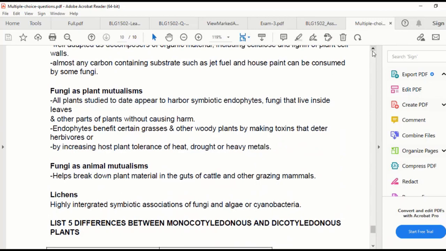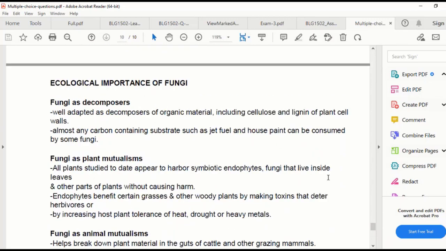So you might find that here, as decomposers, they are well adapted as decomposers of organic materials, including cellulose and lignin of plant cells, or almost any carbon-containing substance such as jet fuel and house paint can be consumed by some fungi. Fungi as plant mutualism: all plants studied to date appear to have symbiotic endophytes, fungi that live inside the leaves and other parts of the plants without causing any harm. Endophytes benefit certain grasses and other woody plants by making toxins that deter herbivores, or by increasing host plant tolerance to heat or drought or heavy metals that can destroy those plants.